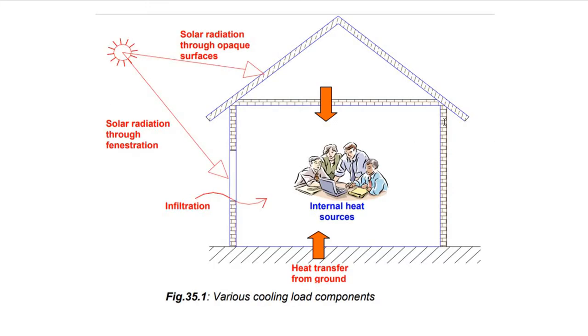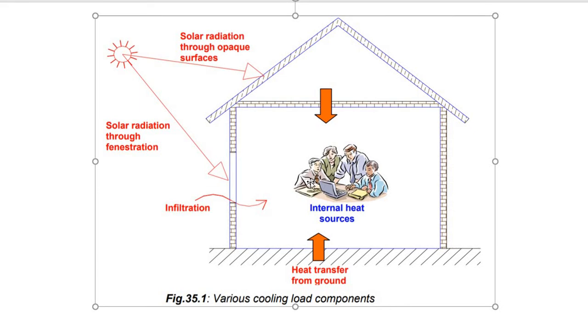Now this was already discussed. This illustrates the case of air conditioning of a home. There are some occupants inside this room, and there are some appliances. There is a laptop, and there will be some lighting. Due to this lighting, appliances and occupants, there will be internal load, and there is infiltration, leakage of air into the room. This is solar radiation through glass windows, and solar radiation through opaque surfaces. Opaque surface means the building roof, which is not transparent to sunlight.